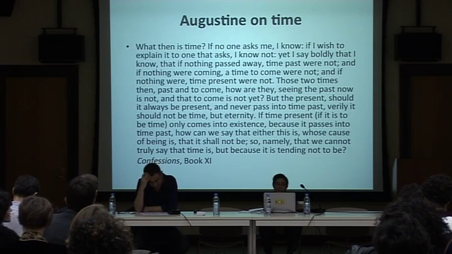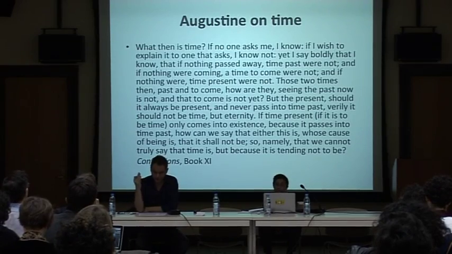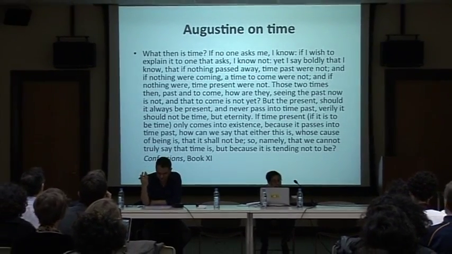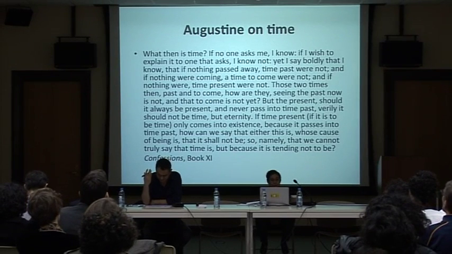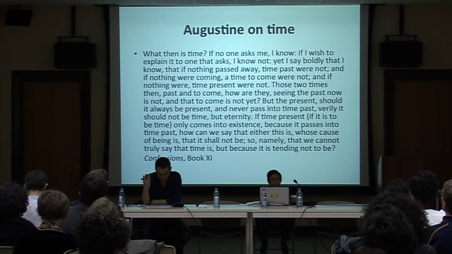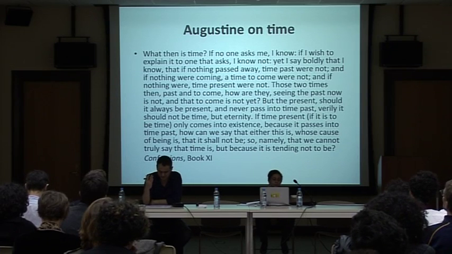This is the famous passage from Augustine's Confessions, Book 11, on Time and Eternity. Augustine asks, "What then is time? If no one asks me, I know. If I wish to explain it to one that asks, I know not. Yet I say boldly that I know that if nothing passed away, time past were not. And if nothing were coming, a time to come were not. And if nothing were, time present were not.